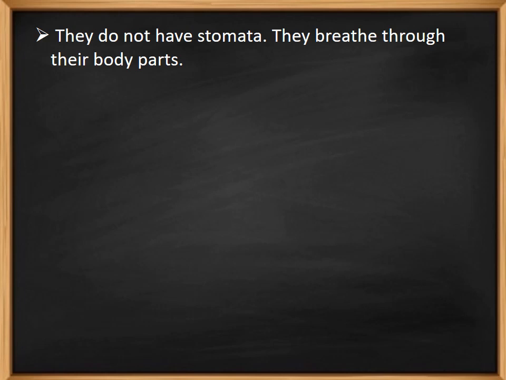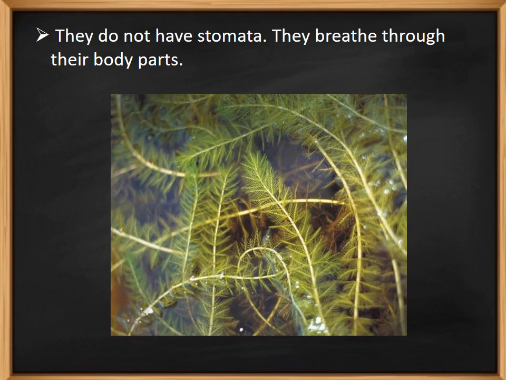Another feature of these plants is they do not have stomata. They breathe through their body parts. As their leaves are very narrow and thin, they do not have stomata. Example, pondweed.